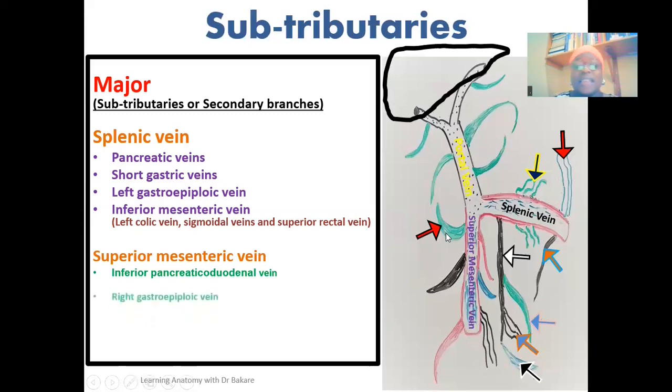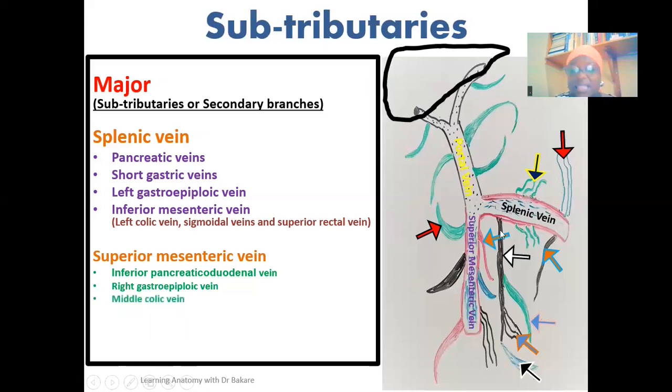Then following that, we have the right gastroepiploic or right gastromental vein. And this is the right gastroepiploic or right gastromental vein. Remember, we also have the left gastroepiploic or left gastromental vein. And this is what is arrowed here. But this is seen to drain nutrient-rich blood into the splenic vein. So we have the right gastroepiploic vein here as a secondary branch of the superior mesenteric vein.